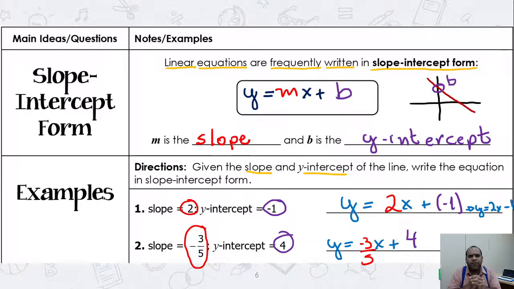Slope intercept form. I think you remember what is slope. Slope is the rate of change in a line in a graph. As you remember, slope is the rate of change of x and y. And right now, the slope intercept form is the way we describe the line using an equation. Linear equations are frequently written in slope intercept form.